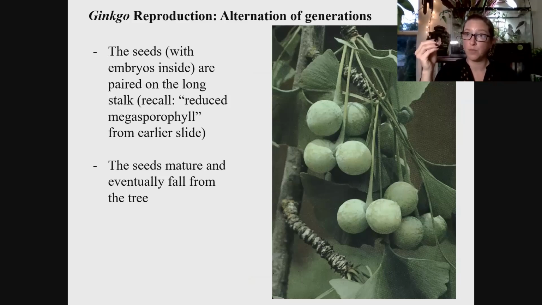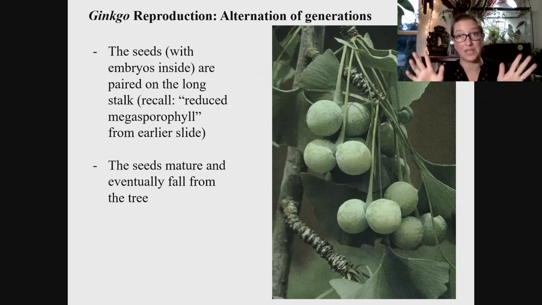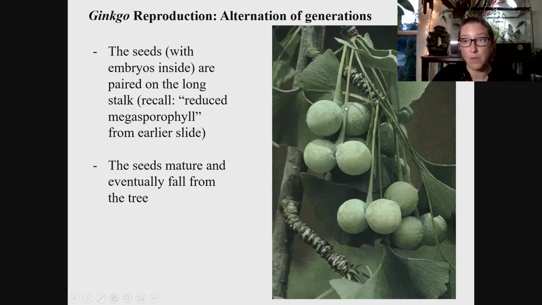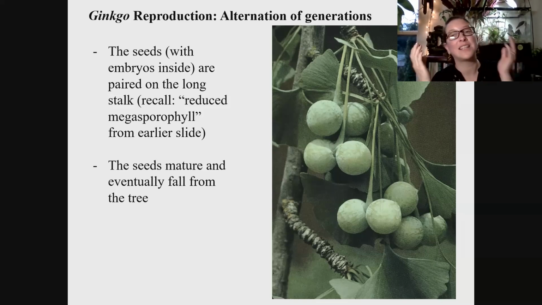Eventually, once the sperm from the pollen grain fertilizes the egg in the ovule, you'll end up with a seed, and the seeds will be where those ovules were. So just like you had ovules that were paired and on a stalk, obviously once those ovules become seeds, they will also be a pair of seeds on one stalk. So that's where they were ovules before they were fertilized. Eventually the seeds mature and fall from the tree, and ginkgo seeds stink. They smell awful.